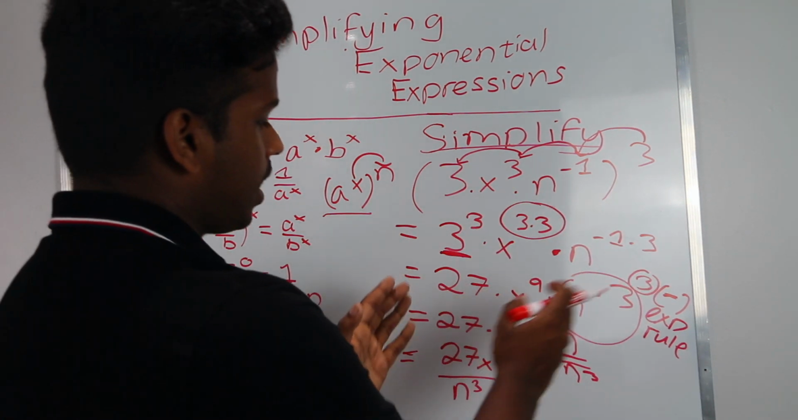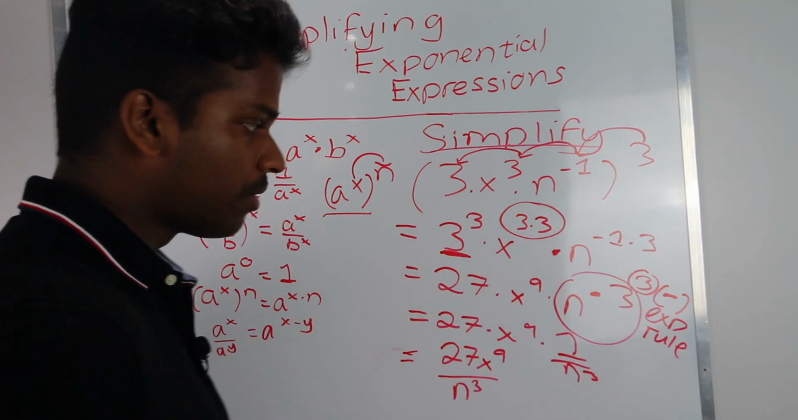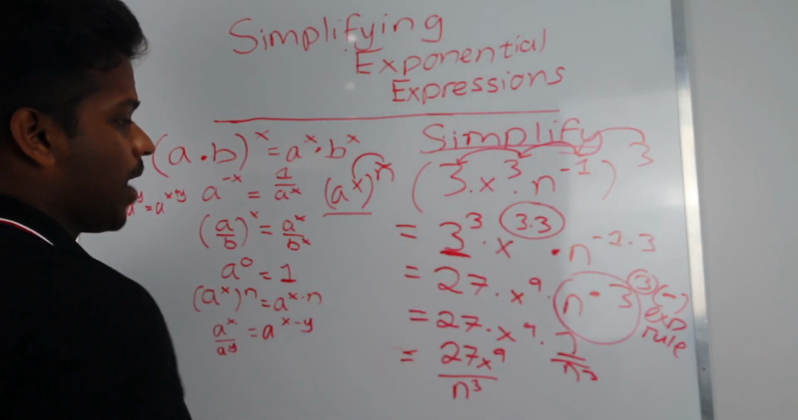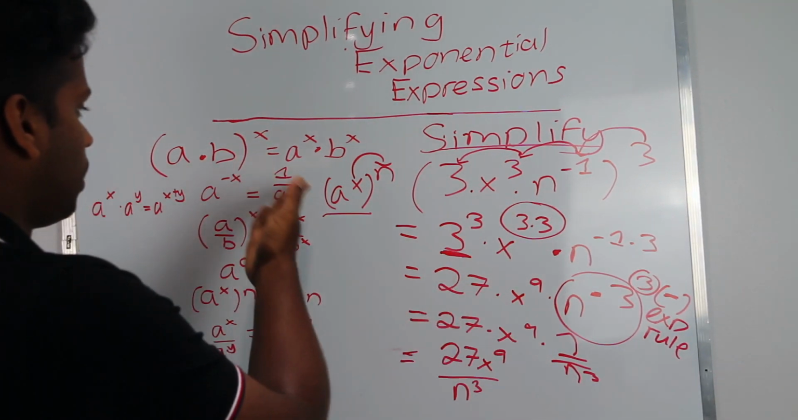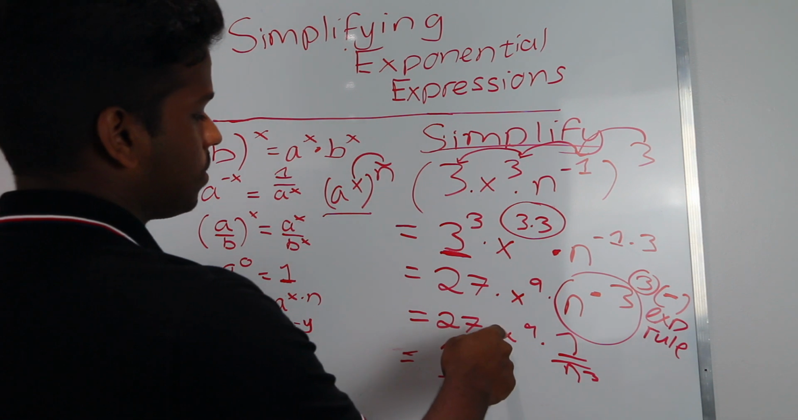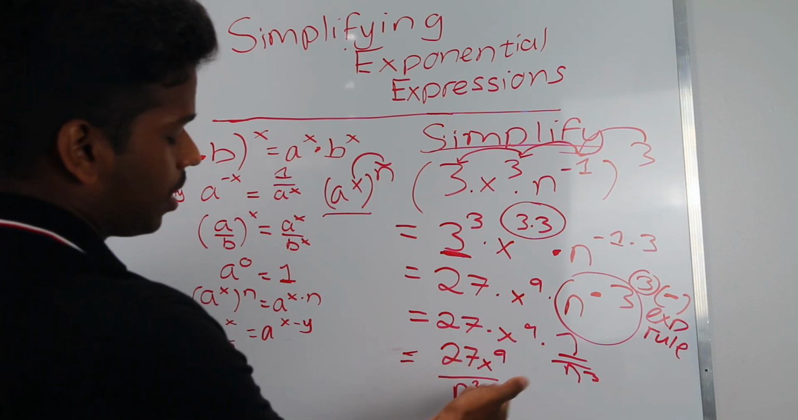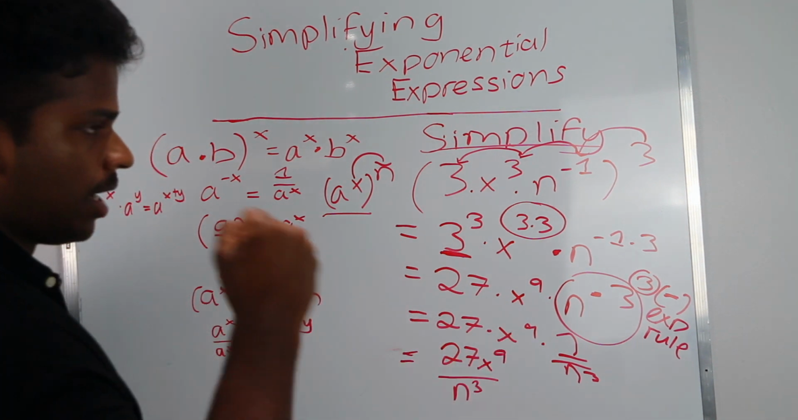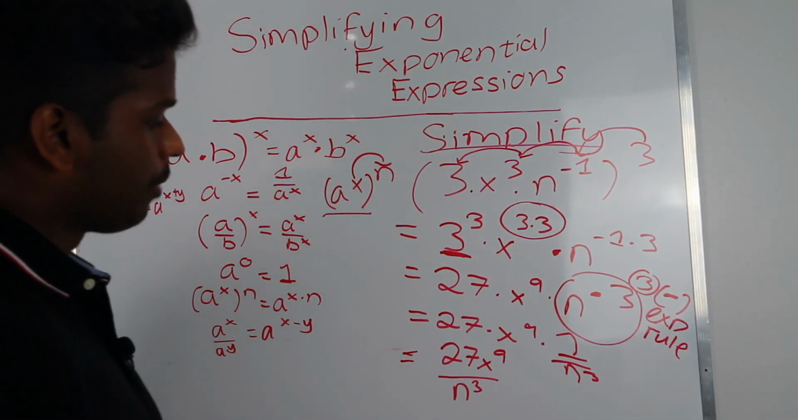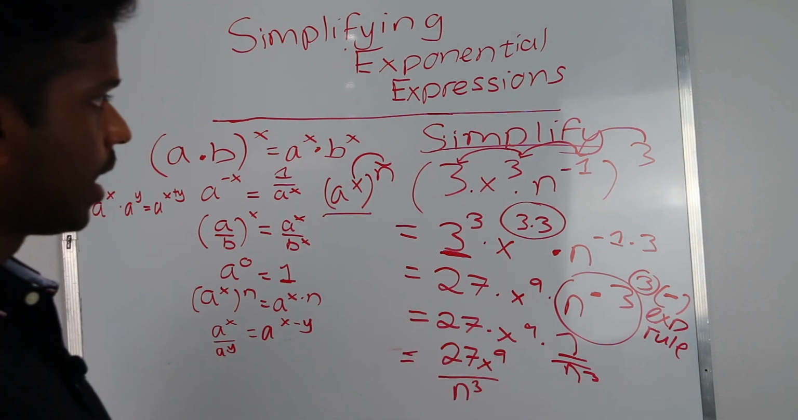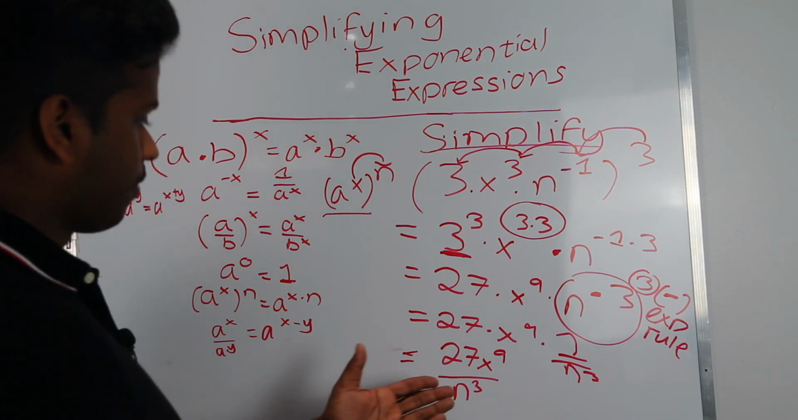We could have stopped there and got 27x to the 9 n to the -3, but we forgot that we have a negative exponent rule, so we must use that rule in order to simplify it properly. Times 1 over n to the power of 3. We're using the reciprocal law, and then 27 times, and we just multiply it together. We realize we have n to the power of 3 in the bottom, and in the top we have 27 x to the power of 9. If we are given the values of x and n, we can then solve it, but this is the simplified form.